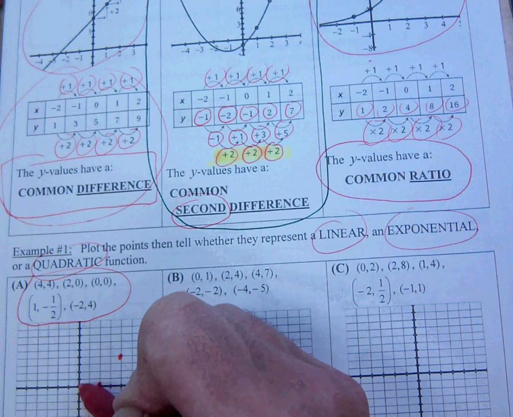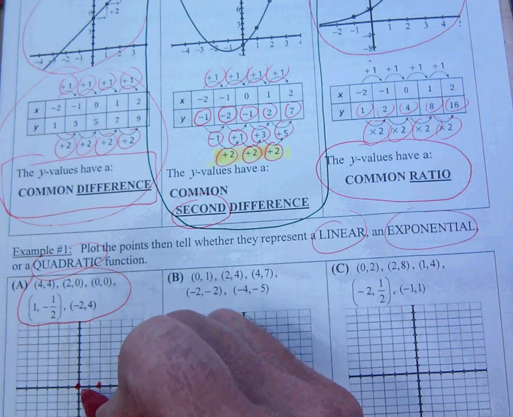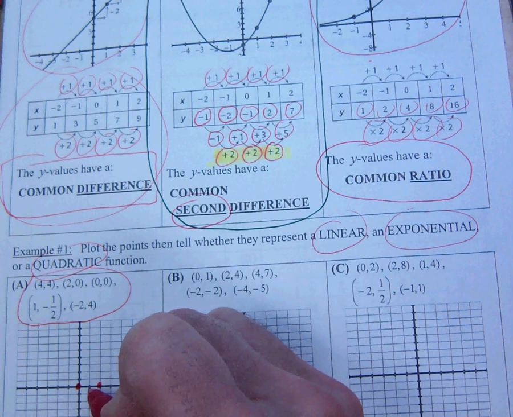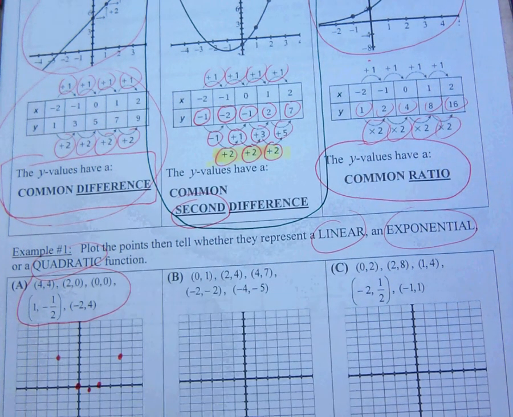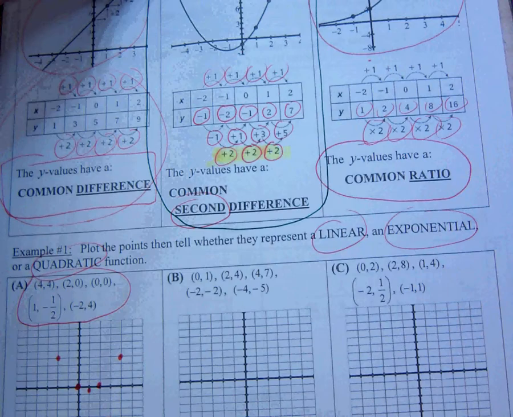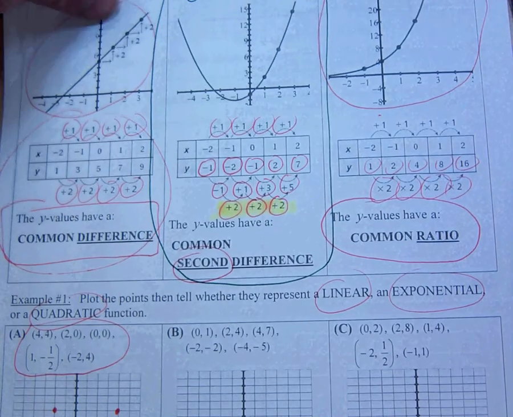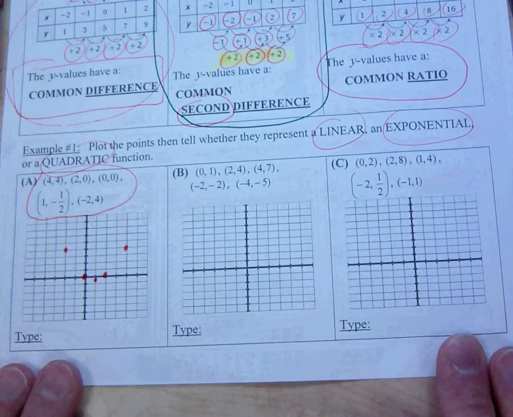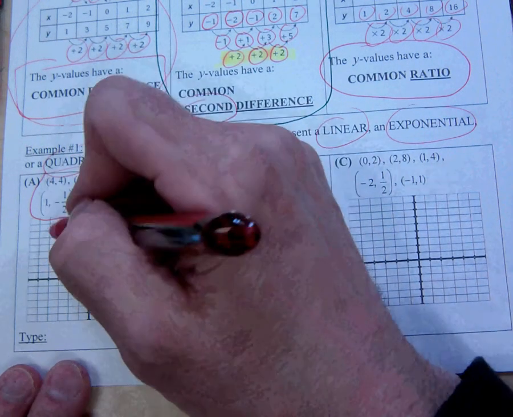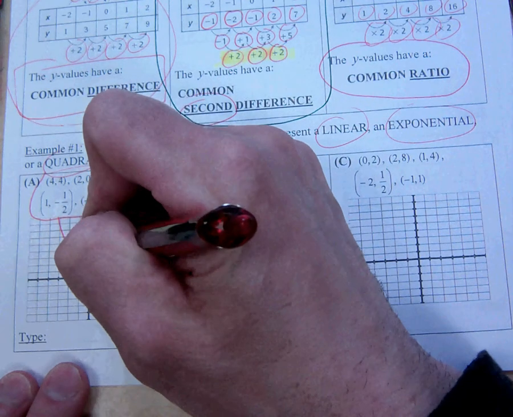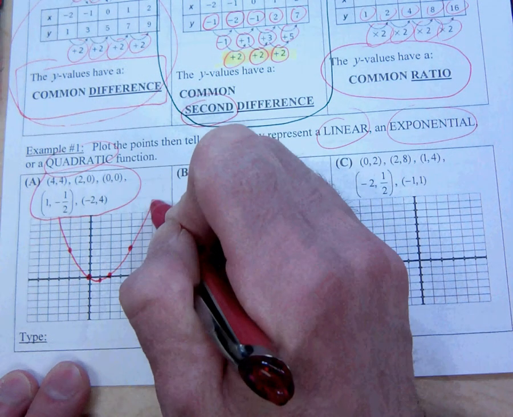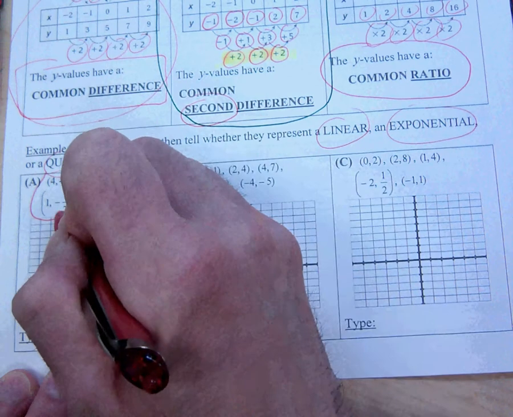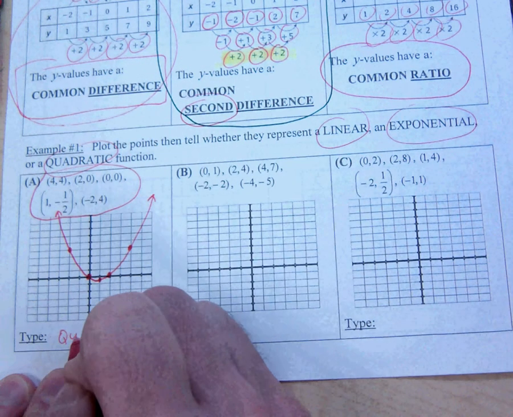Then you got 0 comma 0. You got 1 comma negative a half. You've got negative 2 comma 4. Okay, and so what type of graph do those look like they're forming to you? Yeah, it is nonlinear, but specifically it looks like a parabola, doesn't it? Everybody agree? So what type is it then? Quadratic. Write it down. Good.